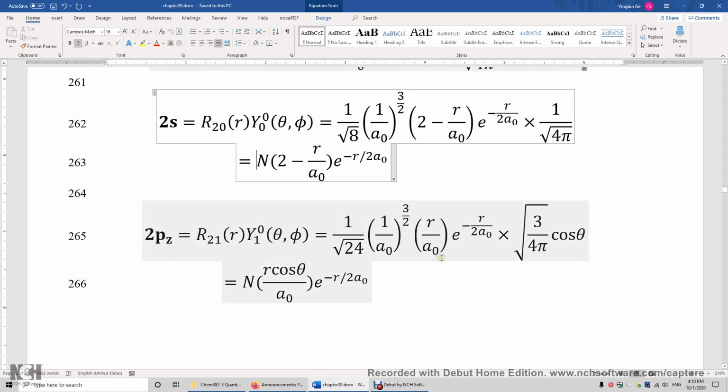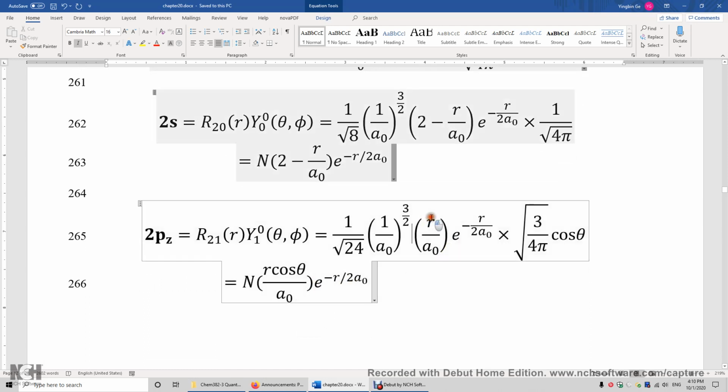Alright, but I want you to look at this r here. This is important. R times cosine theta, that's important. And then times e to the power of negative r over 2a naught. Alright, so these two parts are very important. And r times cosine theta is simply z. So it's just z times an exponential function.